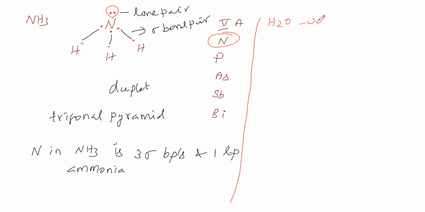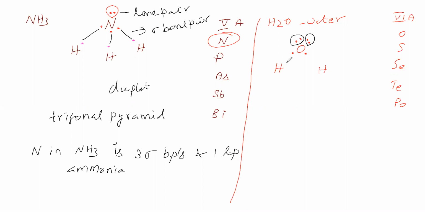Water formula is H2O. Here we write oxygen and 2 hydrogen atoms. Oxygen comes under which group? 6th A group: oxygen, sulfur, selenium, tellurium, polonium. This oxygen valence shell contains 6 electrons because it comes under 6th A group.